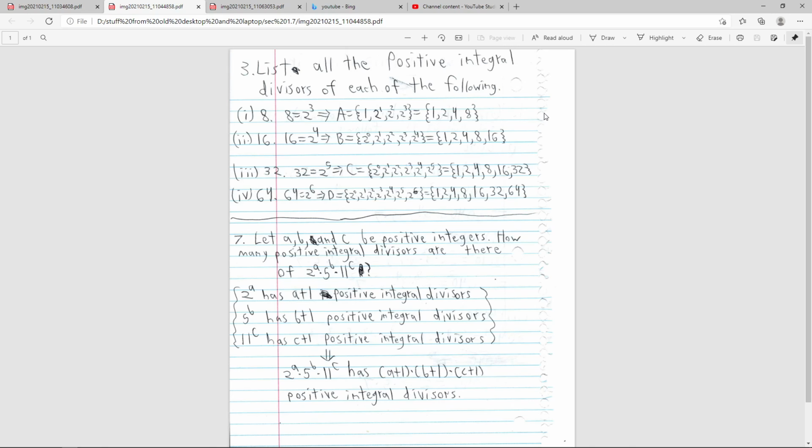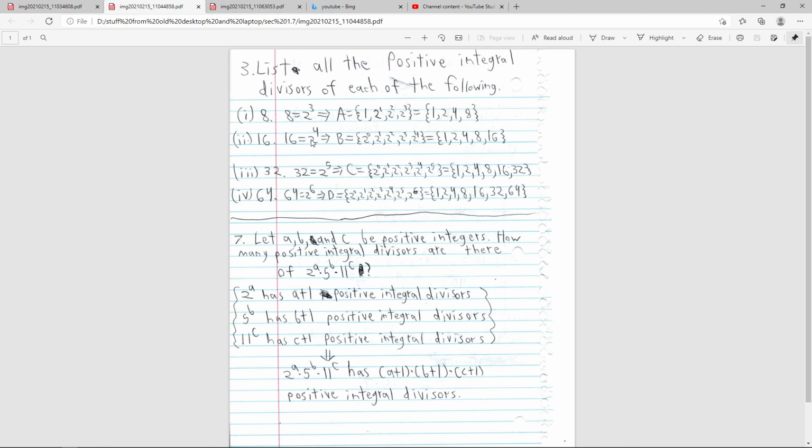List all the positive integral divisors of each of the following. 8. So 8 equals 2 cubed, and that means that A, the set of them all, positive integral divisors, is equal to 1, 2, 4, 8, because that's 1, which is 2 to the 0 power, 2 to the 1st, 2 to the 2nd, and 2 to the 3rd power.